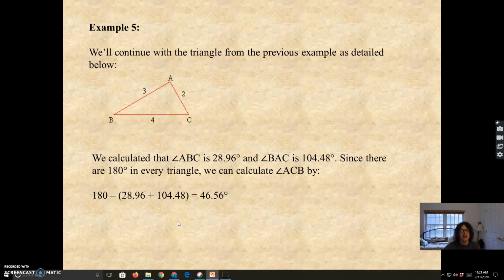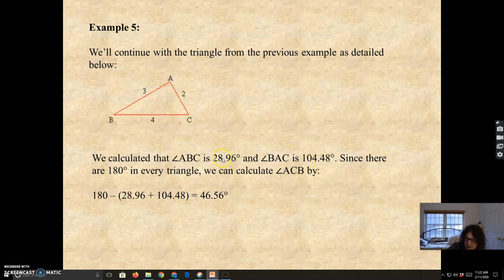Now, example 5, we'll continue with the triangle from the previous example here. And we calculated angle ABC. ABC was the smallest angle. It was 28.96 degrees. There it was, right here, 28.96 degrees. Angle BAC is going to be 104.48 degrees. And since there are 180 degrees in every triangle, we can calculate angle ACB, right here, which should be in the middle of 28.96 degrees and 104.48 degrees.